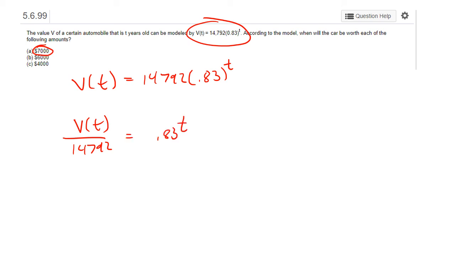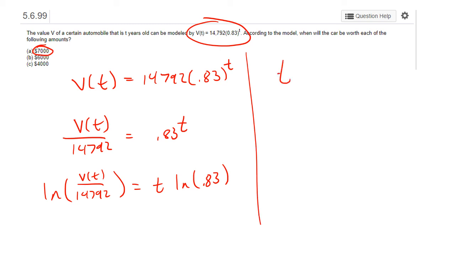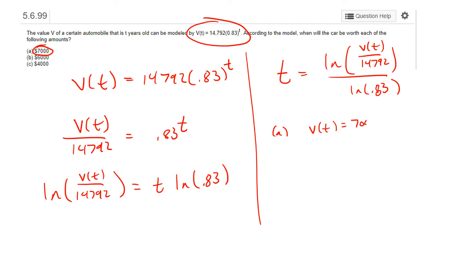Take a natural log of both sides. And we hopefully see already that on the right-hand side, if I take a natural log of this, I'm going to bring down t as a factor. Then just divide by the natural log of 0.83, and we'll get t is given by the natural log of v of t over 14,792 over the natural log of 0.83. And now all we have to do for the various parts of the problem is say, well, what if the value is 7,000? Then t is the natural log of 7,000 over 14,792 over the natural log of 0.83.